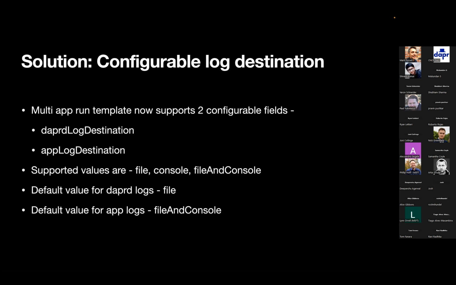As the name suggests, if we specify that the log destination is file, the logs will be written to a file. If we specify console, the logs would be written to console. If someone wants to write to both places, they can specify file and console, and the logs would be written to both places. I'll show a small demo to demonstrate how these flag values work.